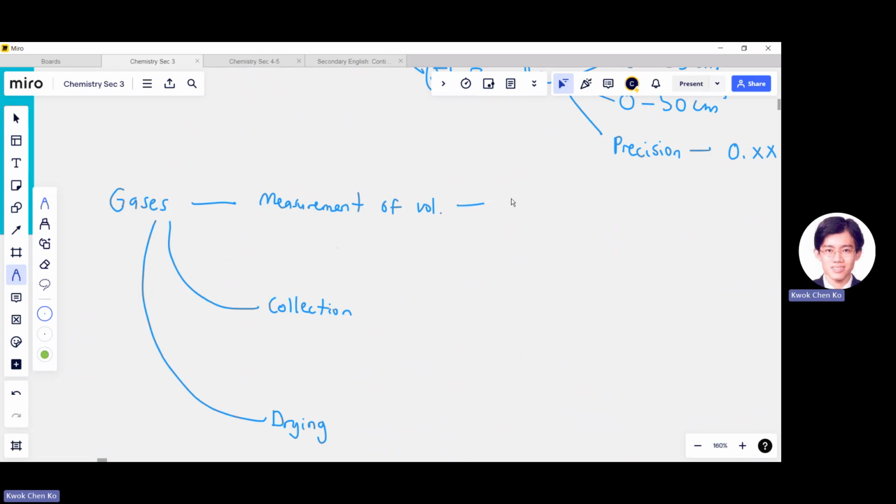Sabrina, how do we measure volume of a gas? Okay, for your syllabus, there's only one. So once you see the word measurement, no need to think already. Immediately use a gas syringe. But I want you to recognize the gas syringe also acts as a collecting device. So it measures and collects at the same time.